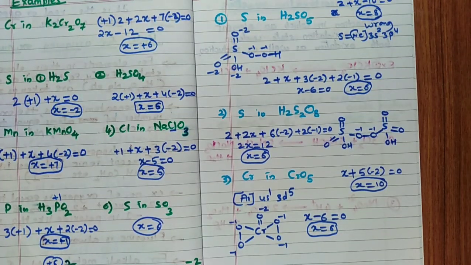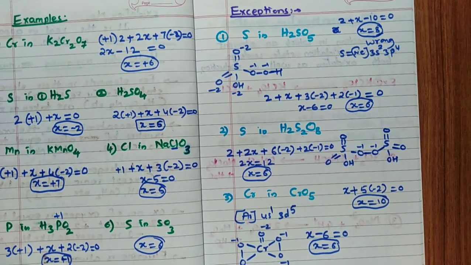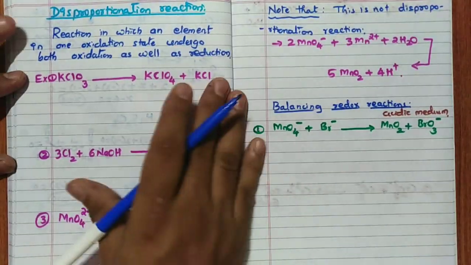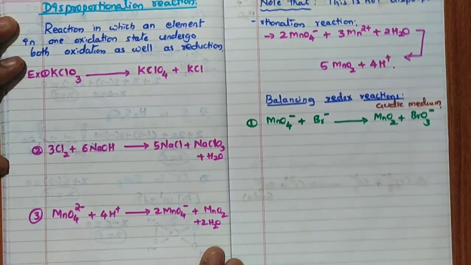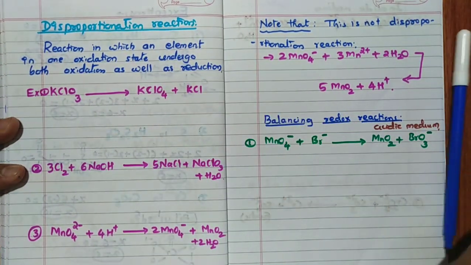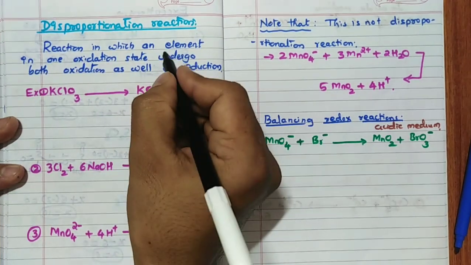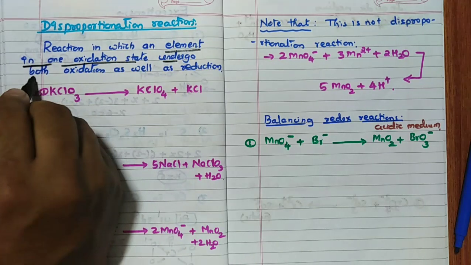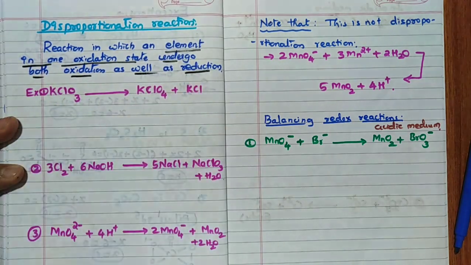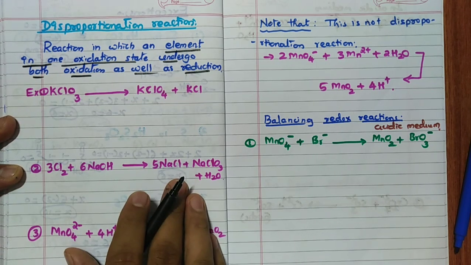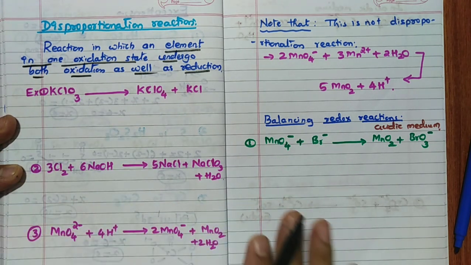You may have seen some more exceptions like this, but I have taken these 3 very famous ones that we come across. Remember, so understand correctly. Then the disproportionation reaction. What is a disproportionation reaction? It is nothing but a reaction in which the same element in the compound undergoes both oxidation as well as reduction. These are called disproportionation reactions.